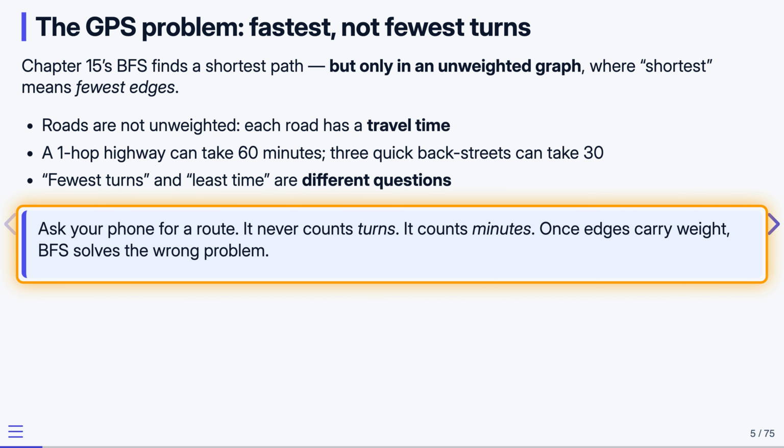Ask your phone for a route. It never counts turns, it counts minutes. Once edges carry weight, breadth first search solves the wrong problem.